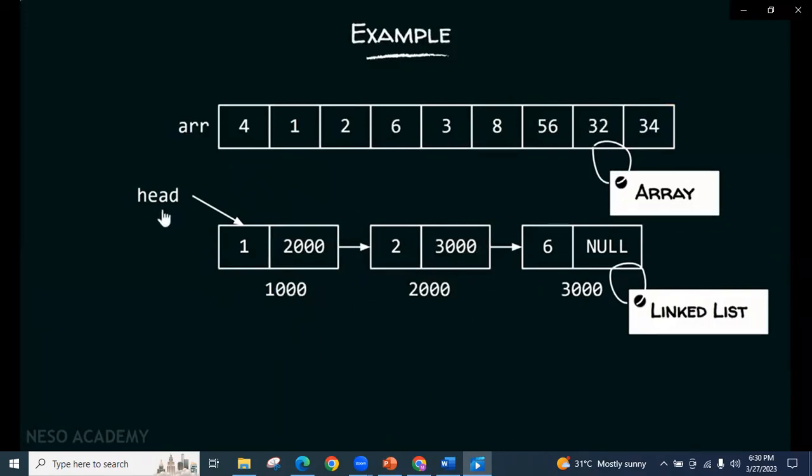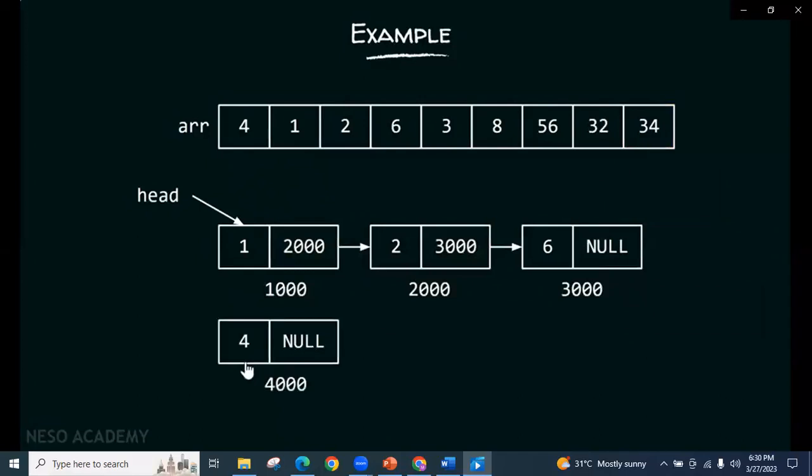So this is what a linked list is all about. And there is a head pointer which is pointing to the first element of the list, so that we can reach the first element and then after that we can reach the other elements as well. Now let's say we want to add this particular data at the beginning of the list. How do we do that?